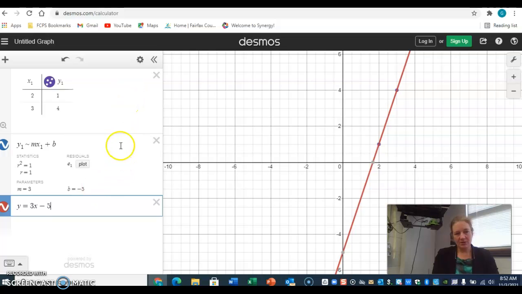Look, if I click here, I get my blue line, which is my points, right? It goes right through my points. It's perfect. So my line is 3x minus 5.